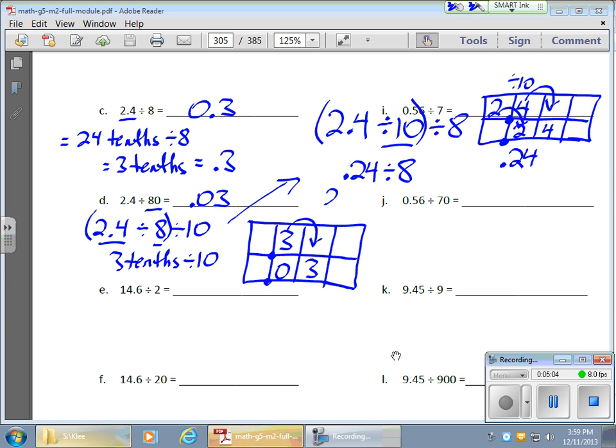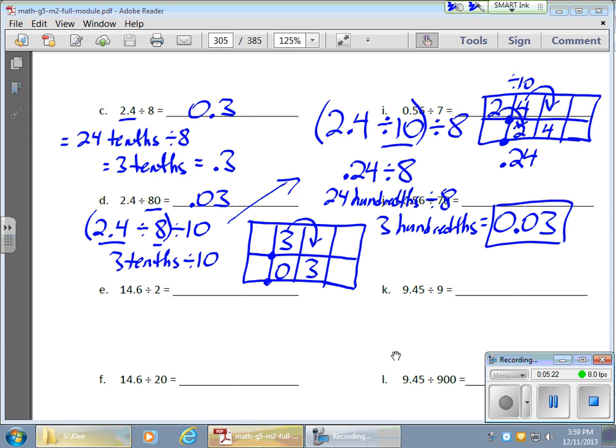So it's 24 hundredths. Divide by 8 gives me 3 hundredths. In standard form, 0.03. There it is. There's my match. 3 hundredths there, 3 hundredths there. So I can divide by 8 and then divide by 10, or I can divide by 10 and then divide by 8. It doesn't matter. Okay, so that's the deal.